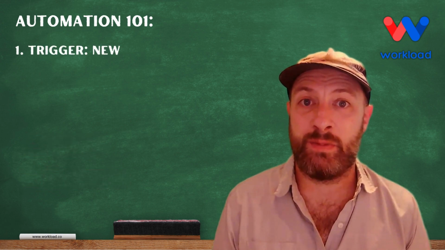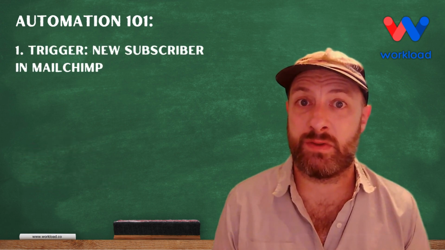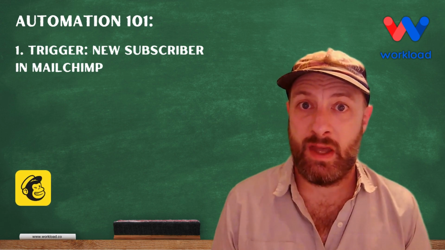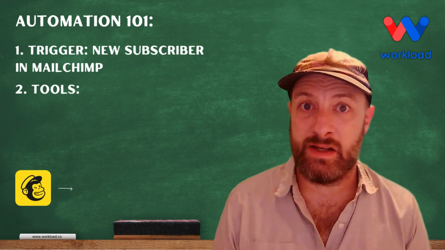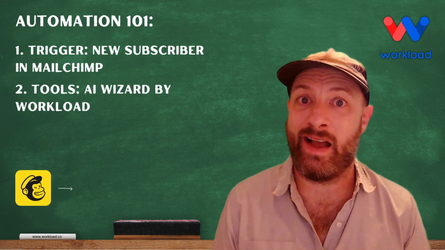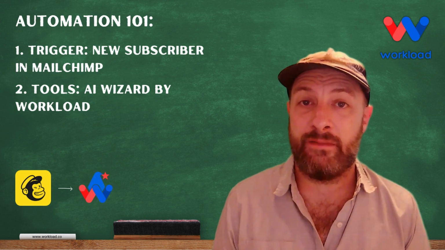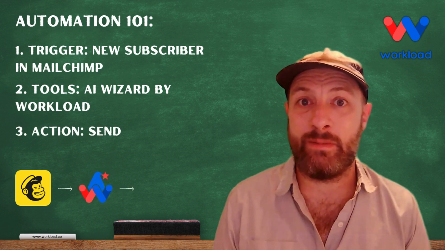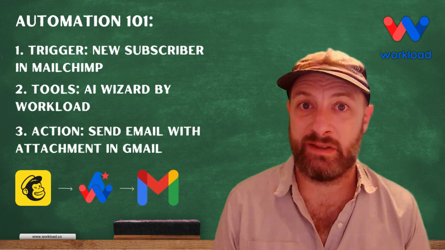In this video, we'll be building a workflow starting with a new subscriber in Mailchimp. Then we'll be formatting the data and composing an email using the AI Wizard by Workload. And finally, we'll be sending an email with an attachment in Gmail.